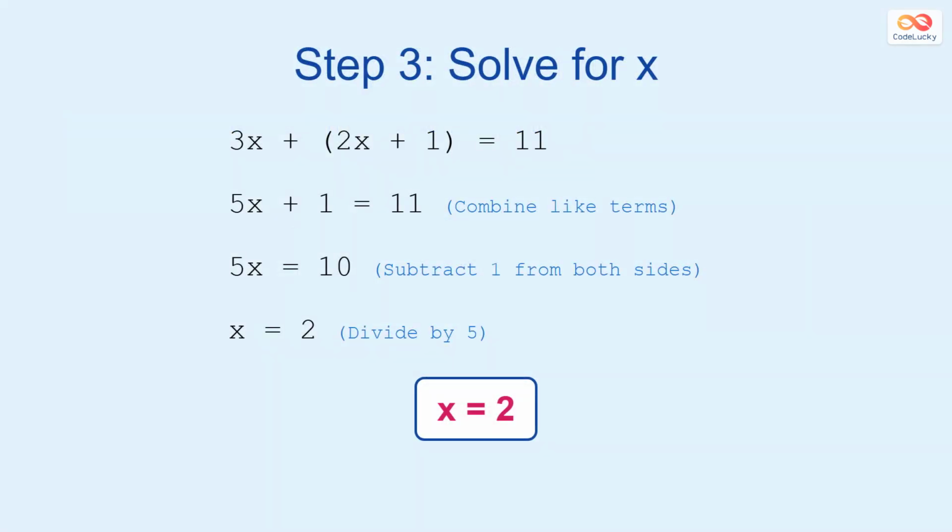Time to solve for x. We start with our new equation, 3x plus the quantity 2x plus 1 equals 11. First, combine the x terms. 3x plus 2x gives us 5x. Now we have 5x plus 1 equals 11. Subtract 1 from both sides, which leaves us with 5x equals 10. Finally, divide both sides by 5, and we find that x equals 2.